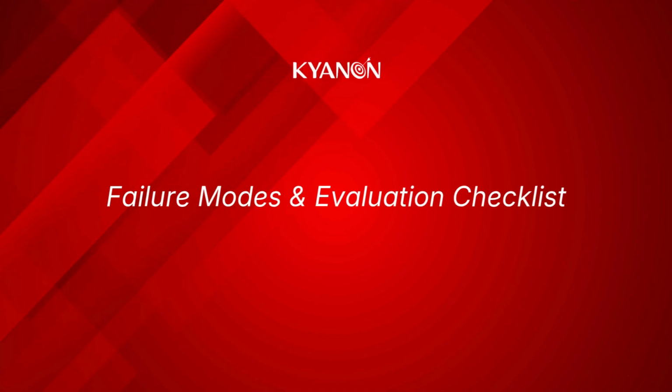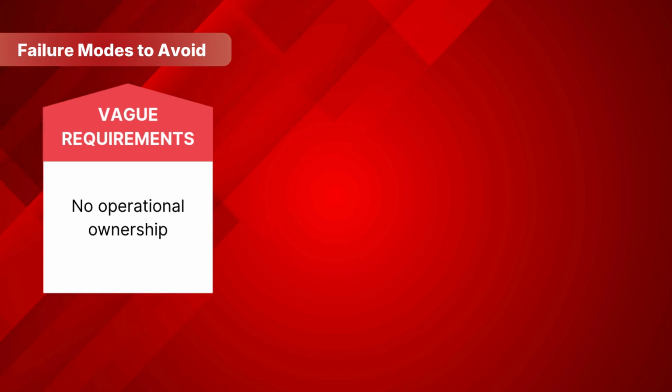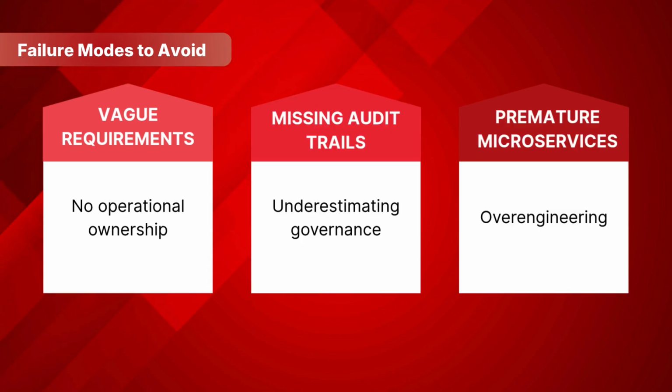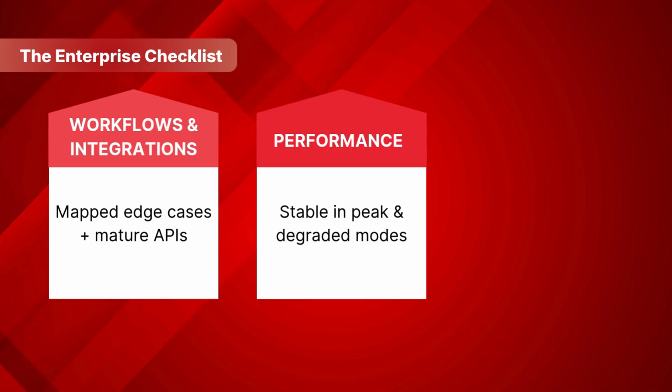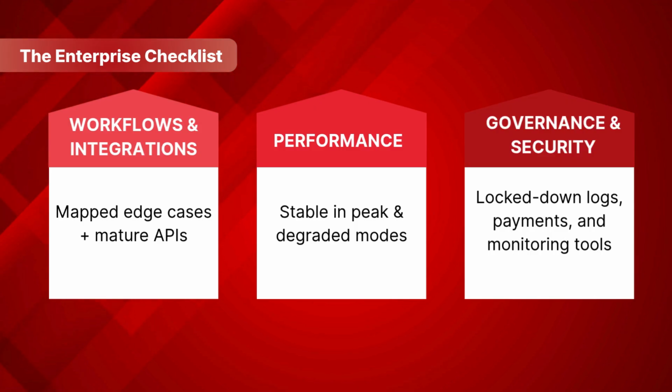Failure modes and evaluation checklist. Builds fail when features lack strict business ownership, data governance is neglected, or architecture is over-engineered. To prevent this, use an evaluation checklist. Ensure your workflows cover painful edge cases, evaluate your API maturity, protect performance during traffic peaks, and guarantee your team has the security and governance tools to safely run a modular system.